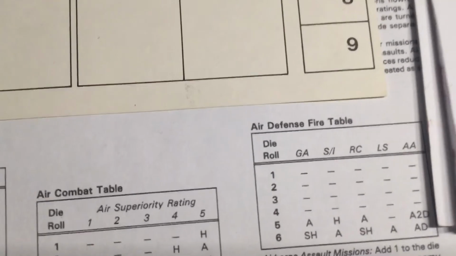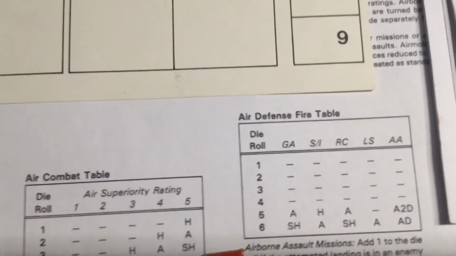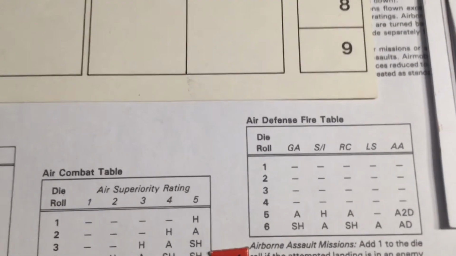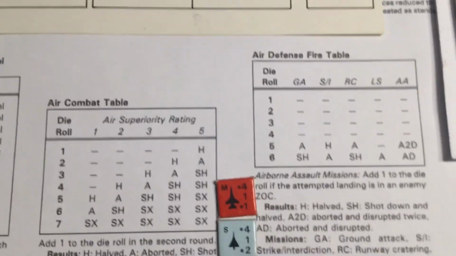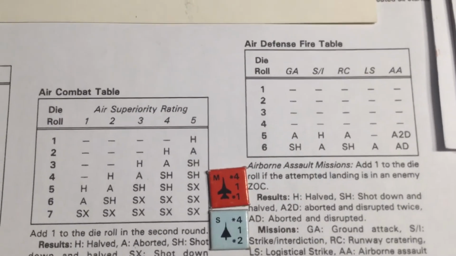Now, if an aircraft is conducting an attack on a ground unit, it must survive air defense fire. And air defense fire depends not on the strength of the aircraft or the ground unit. It's a very sort of abstracted system.